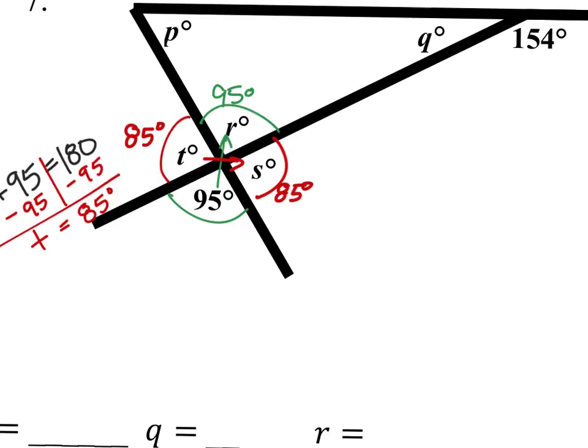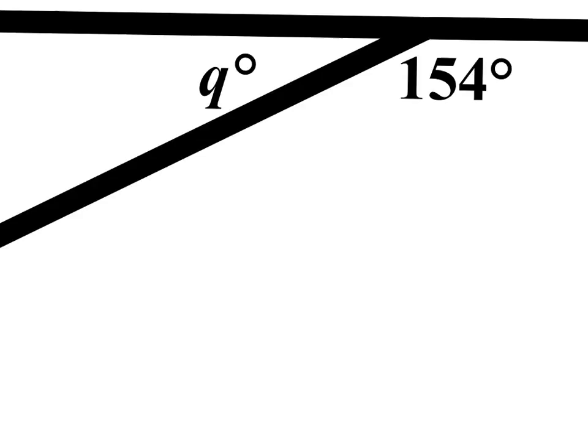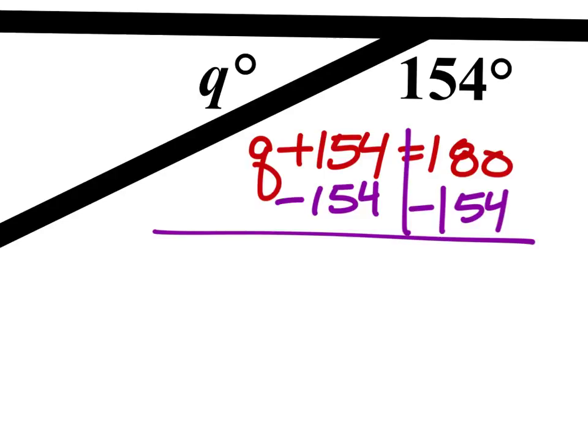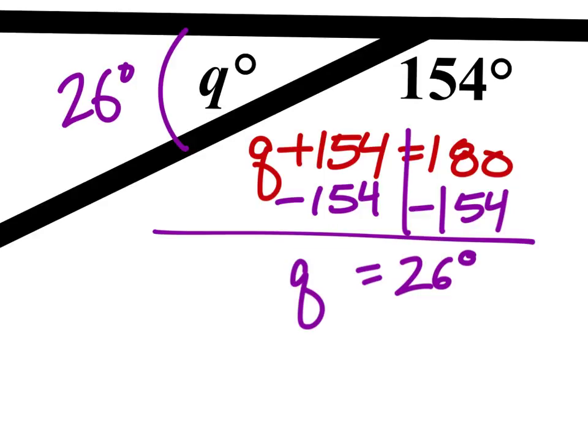And that should help us a lot in terms of finding P. Not necessarily Q, though, yet. But if we do focus on Q, let's just look at the intersection once again. So here we have a straight angle that's been split up into two separate angles. So if we add them together, we should get 180. And to solve for Q on this one, simply, we just need to subtract 154 from both sides of the equal sign. So now we have Q equals 26 degrees. So let's go ahead and fill that in. Q is 26 degrees. All right, let's go back to the original problem, looking at the full diagram.